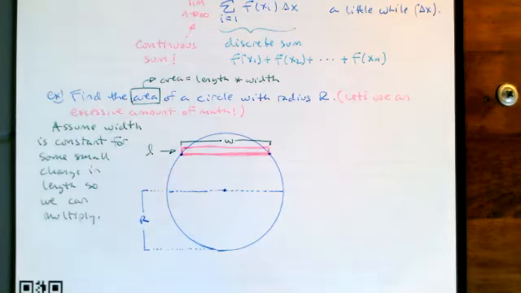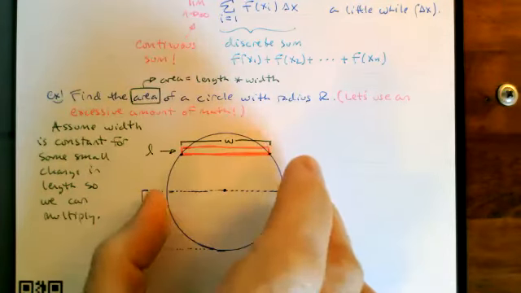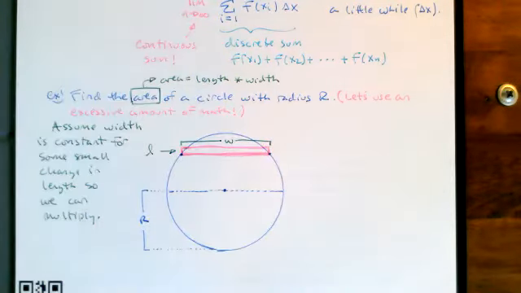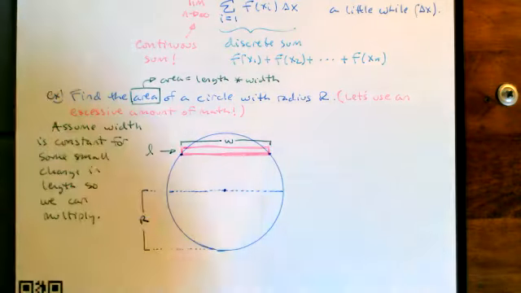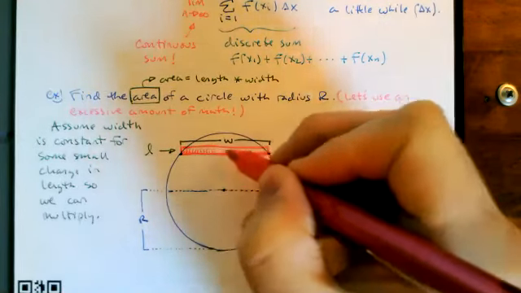I want to say area is length times width, but the stupid width keeps changing. It goes from the diameter of the circle down here, the 2r, up to 0 at the top of the circle. So the width is variable. So what we're going to do is slice the circle up into a bunch of rectangles.